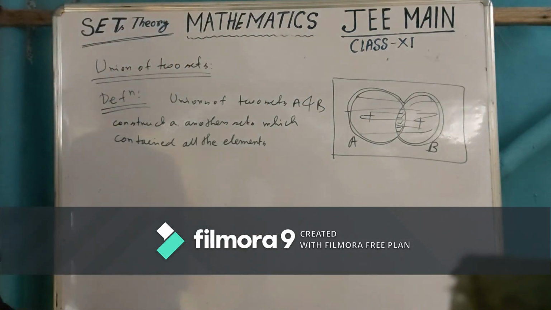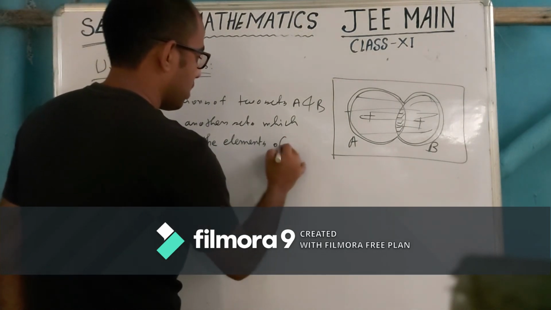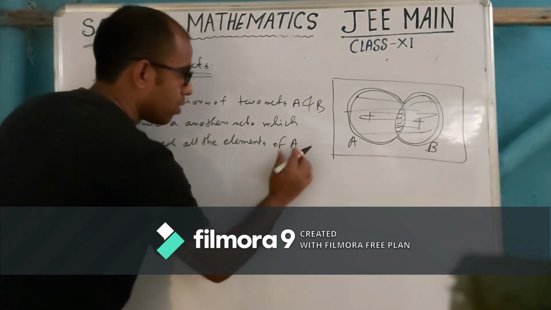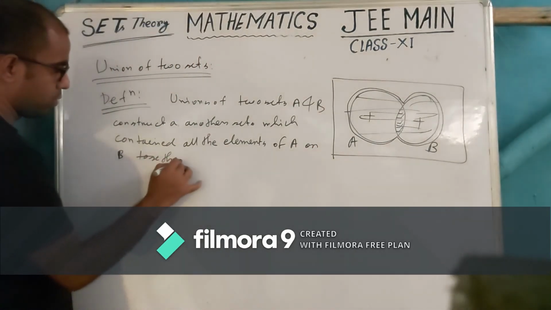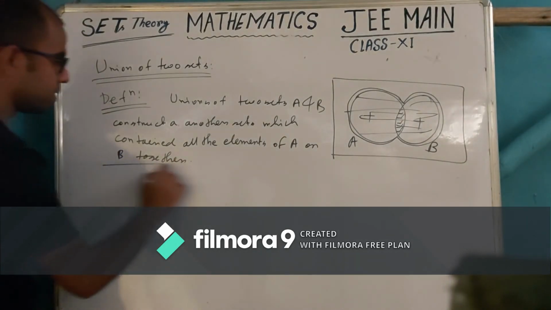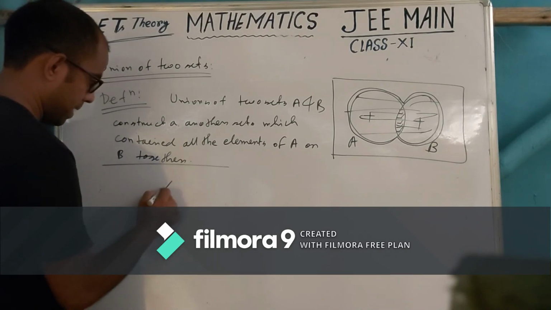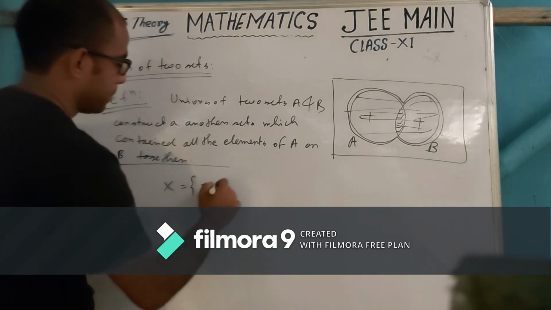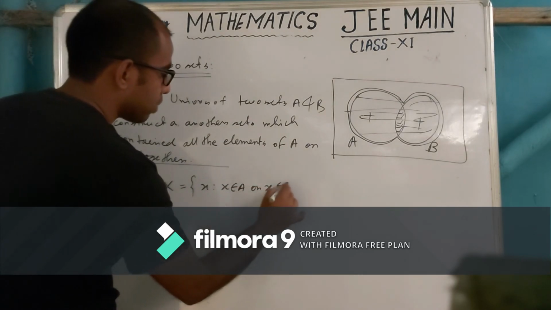Two sets A and B construct another set which contains all the elements of A or B together. That means we write symbolically the set X is equal to {x such that x belongs to A or x belongs to B}.